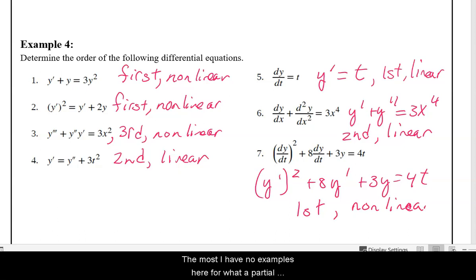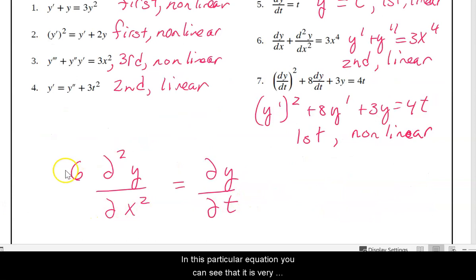You'll notice I have no examples here for what a partial differential equation looks like, partly because you haven't learned them yet, and you won't until Calculus 3. I will write one down for you though, because they're very easy to spot because they have a different notation. Let's write one down. In this particular equation, you can see that it is very different from what we typically see for the derivative notation. You have a different symbol here. This symbol is used for partial derivatives, meaning that you have more than one independent variable.